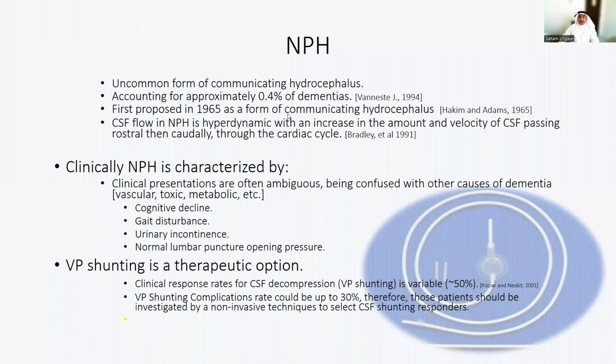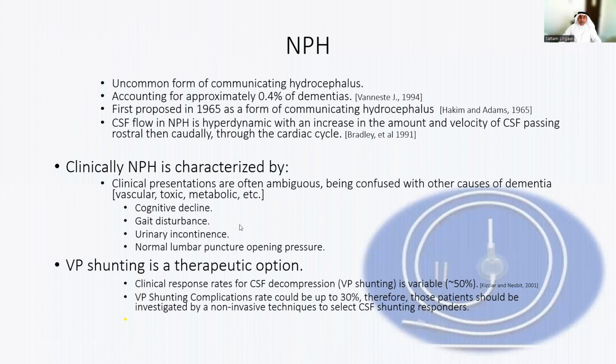This is why what Bradley did in 1991, studying CSF flow through the aqueduct of Sylvius, trying to identify a certain measurement beyond which we can call the CSF flow hyperdynamic, and subsequently identify those patients who will benefit from shunting, is of crucial importance in minimizing the risk of failure of shunting.